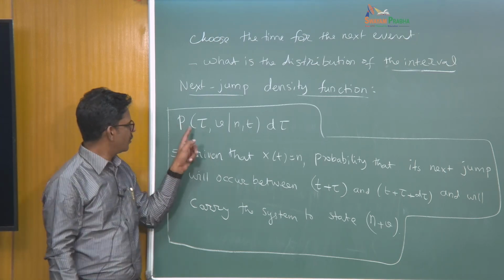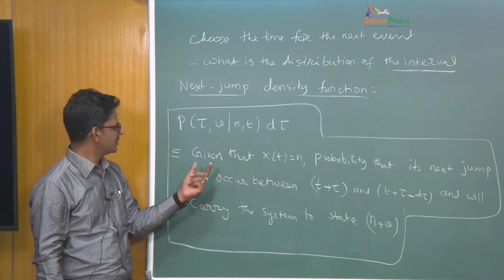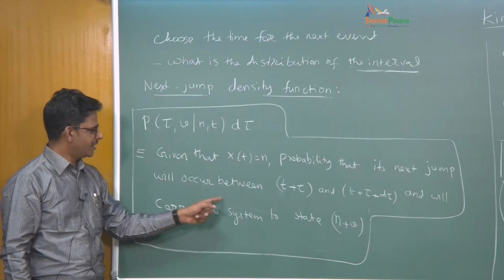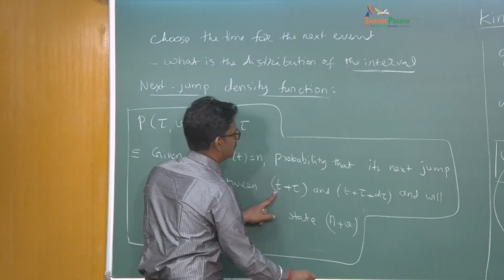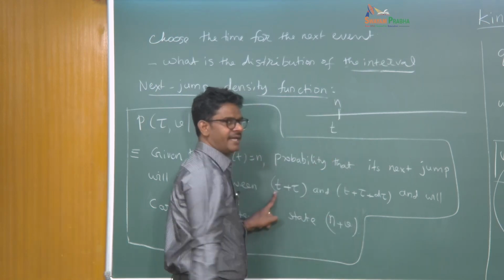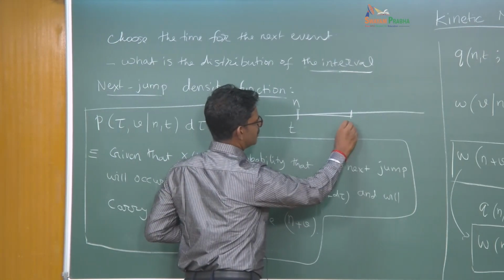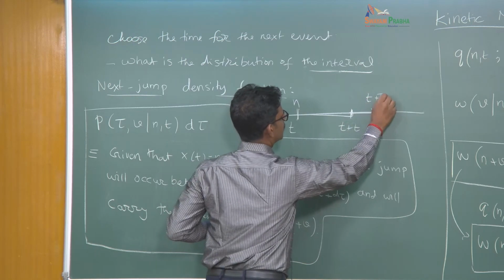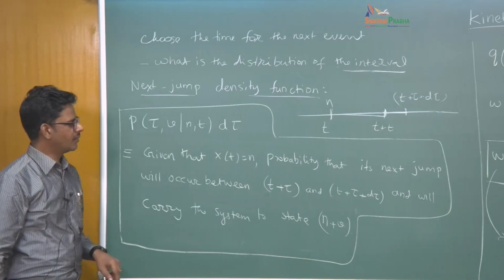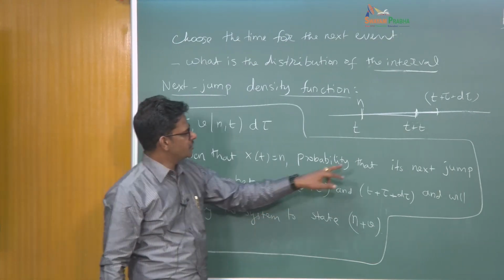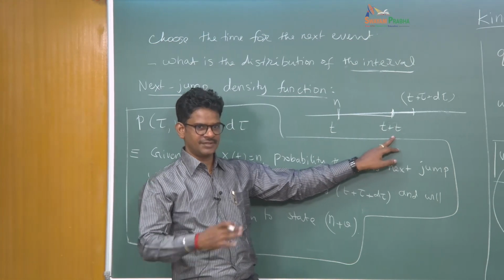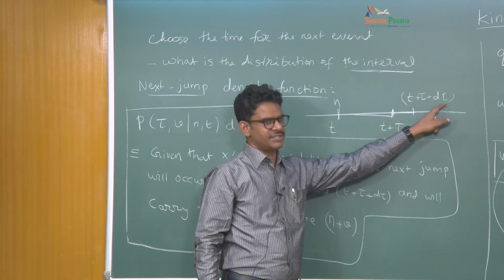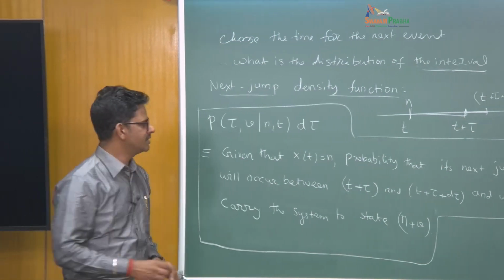So we say that this p of tau, v given n comma t, d tau is, given that the state is at n, the probability that its next jump will occur between times... let me see. You have time t here and the system is at n. You are looking at some time tau, so this will be t plus tau, and then I take a small interval, which is t plus tau plus d tau. We are asking the system to be idle from t to t plus tau, nothing happening, but in this small interval, t plus tau to t plus tau plus d tau, the system will make a jump. And this d tau is very small.